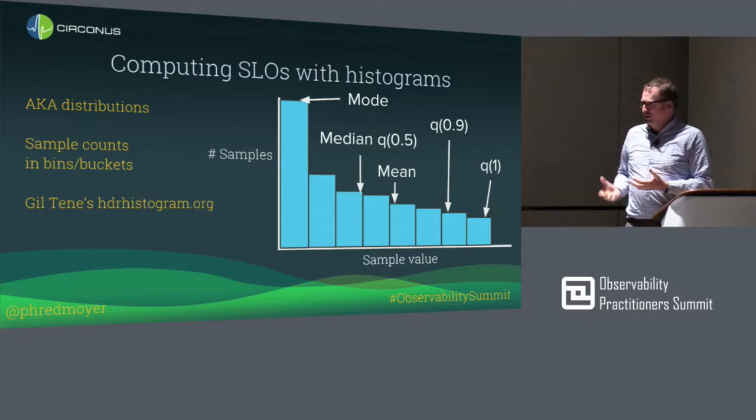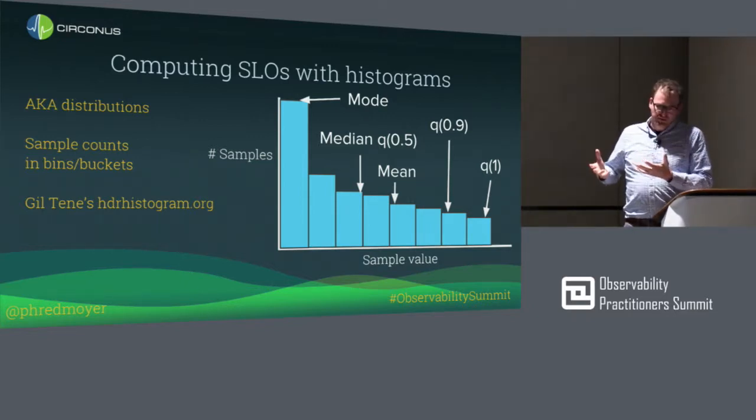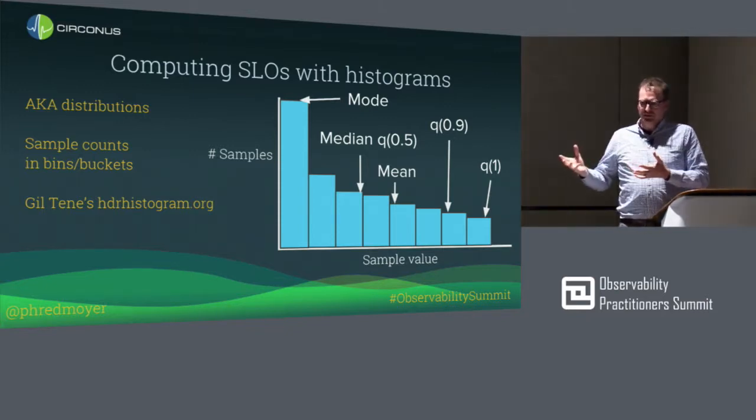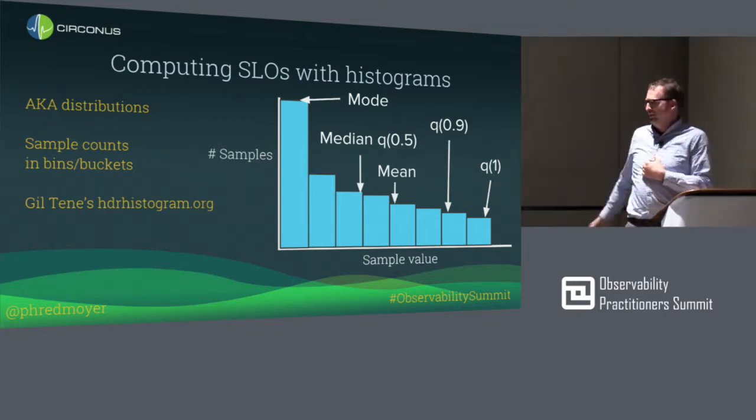It's essentially a bar chart. I've got the number of samples on the y-axis, and then I've got my latency value on the x-axis. I've got my mean, which is the average value, the median, the 50th percentile. The Q0.5 is just quantile notation. I've got my 90th percentile represented as Q0.9. That just means 90% of the samples are below there. And I've got my maximum, Q1.